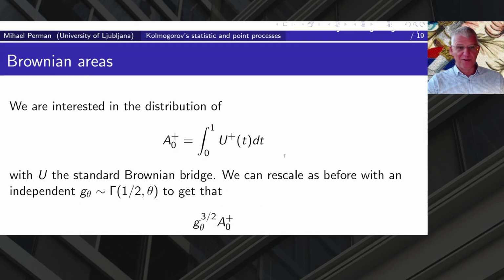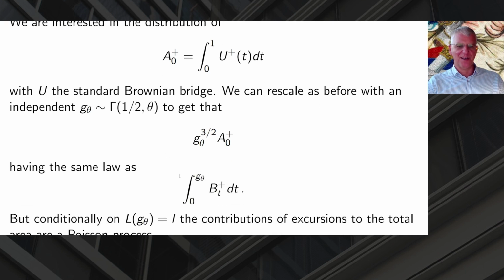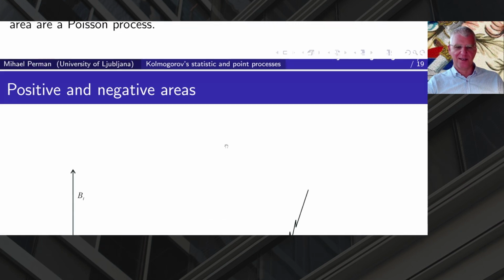You can do the same for Brownian areas, for example, because the area is again a function of an excursion. If I give you an excursion, you can take the area under that excursion as your statistic. And again, you can do the same thing with rescaling. We did that with Professor Wellner a few years ago. And then you get interesting expressions like this one. You can compute the law of the integral of the positive part of Brownian motion and relate it to the positive area.